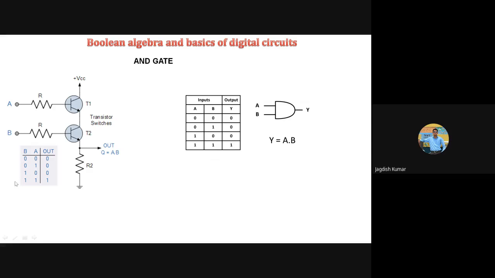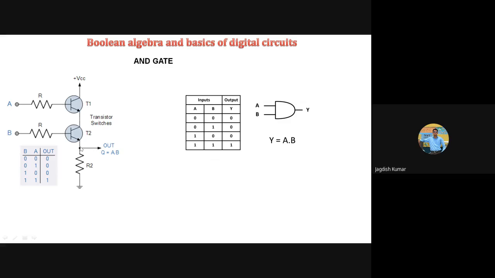When both are 1, what will happen? This will be a closed switch, so the current will flow through this transistor, and also through this transistor. And what will happen? These two are now acting as a closed switch. It is as if somebody has connected a wire between VCC and this point.